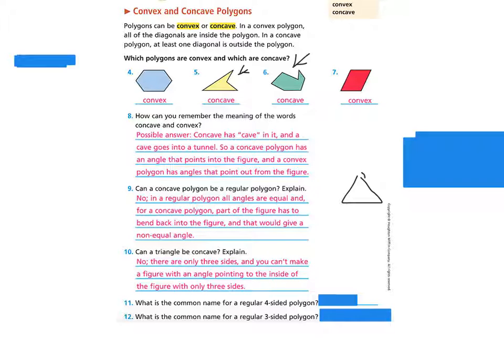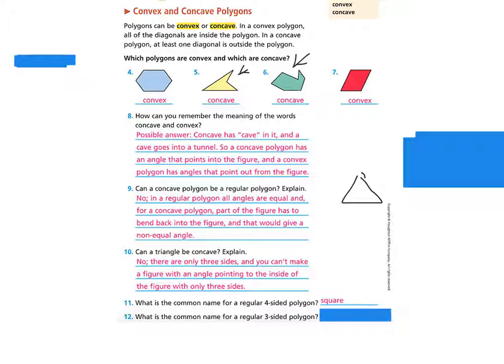What is a common name for a regular 4-sided polygon? So remember, it's regular, all the sides are equal, and it's 4-sided. What is the name of that shape? If you said square, you are correct.